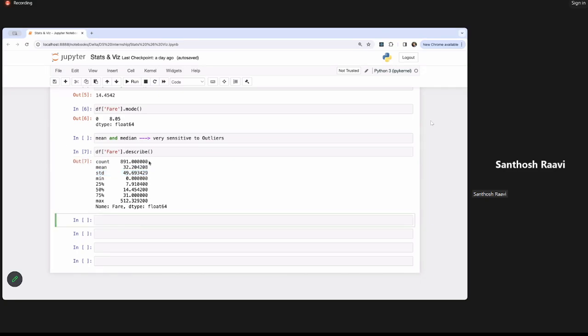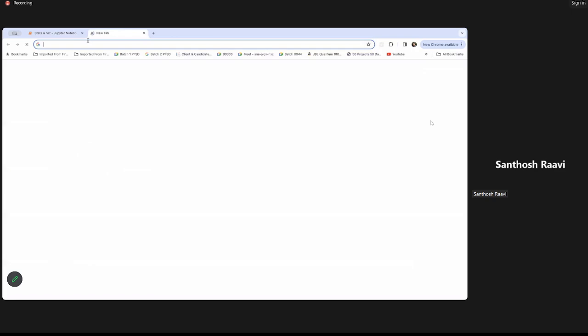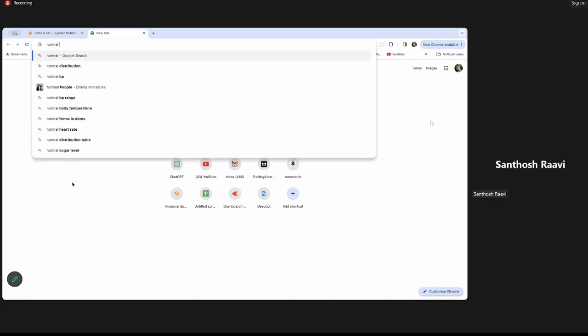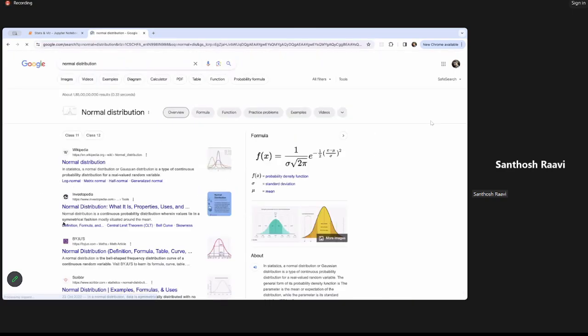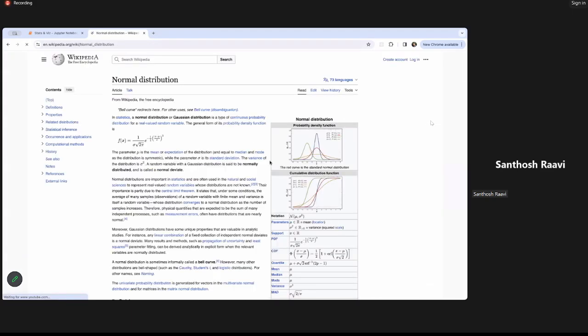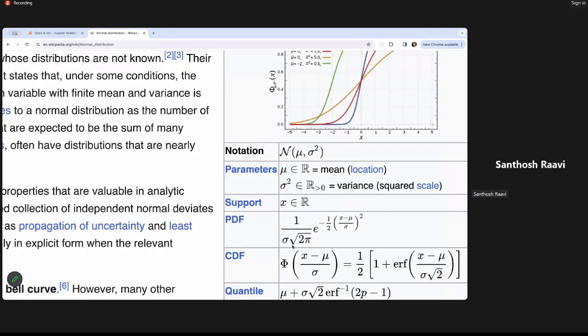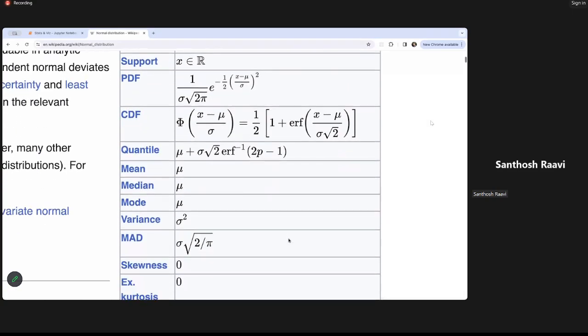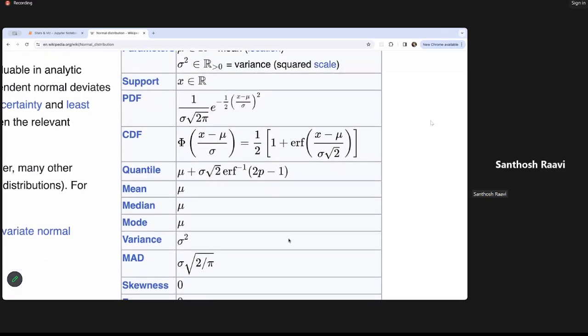That's the thing. So these are the few basic terms in statistics that we need to know. Now we will discuss the normal distribution. So we go to Wikipedia. We get to know from these formulas. So this is a normal distribution.